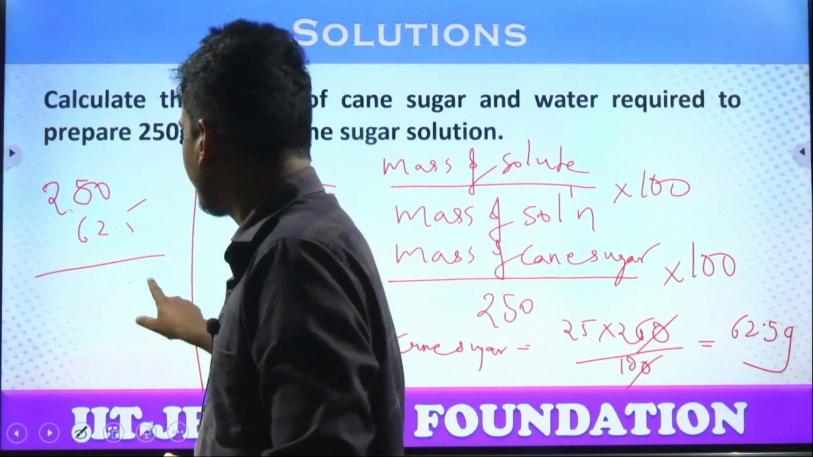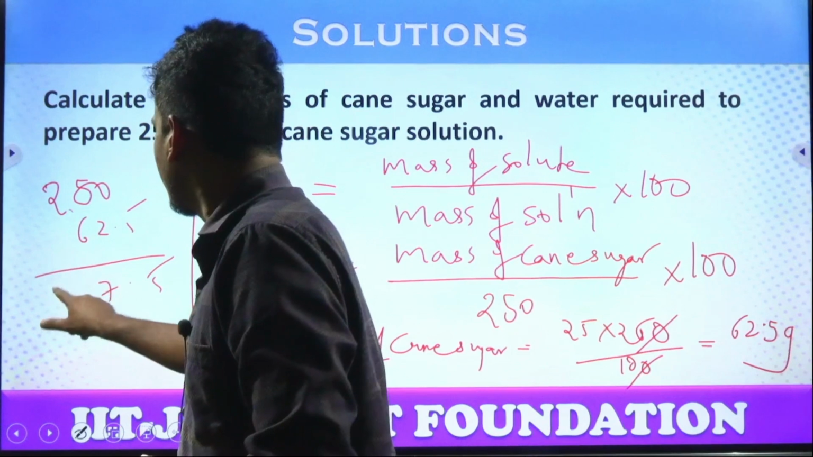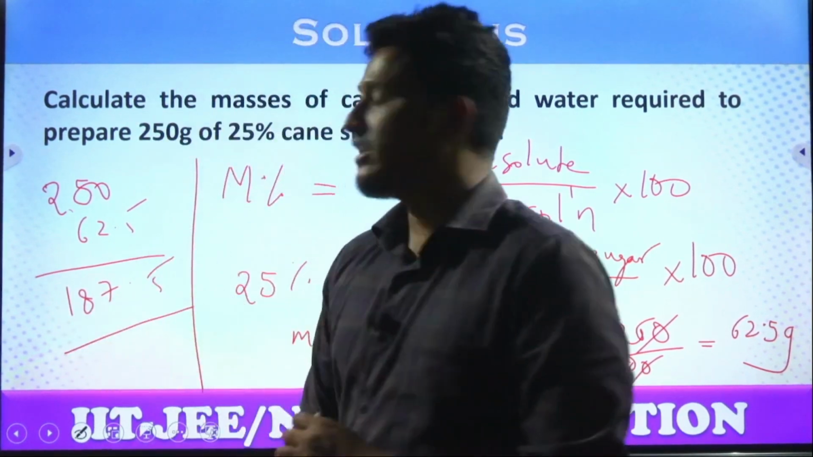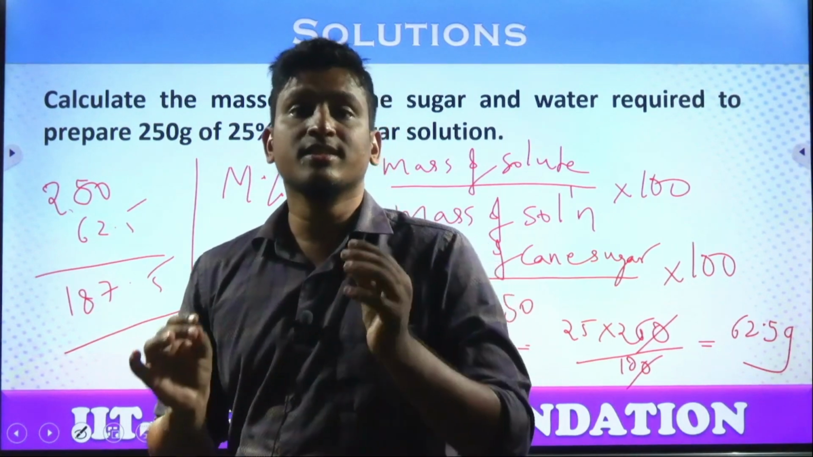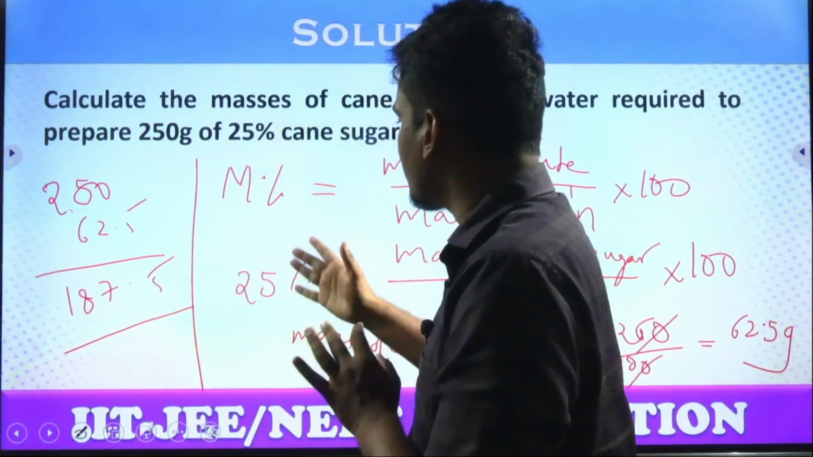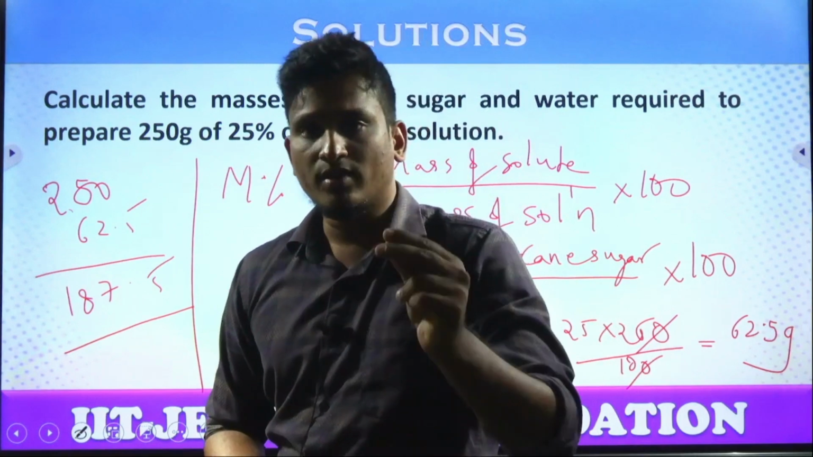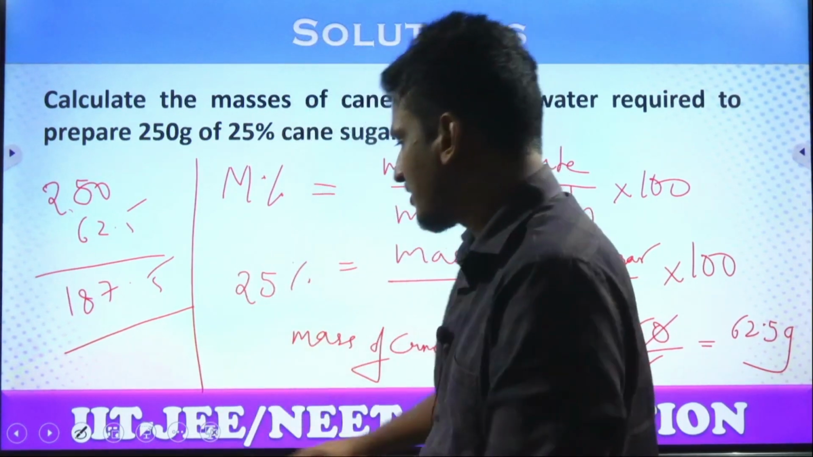How much we'll get? Right, 187.5 grams we'll get as the mass of water. That's it. This is a mass percentage numerical, students. Percentage is given. We can find the solute as well as the solvent also. Right, next.